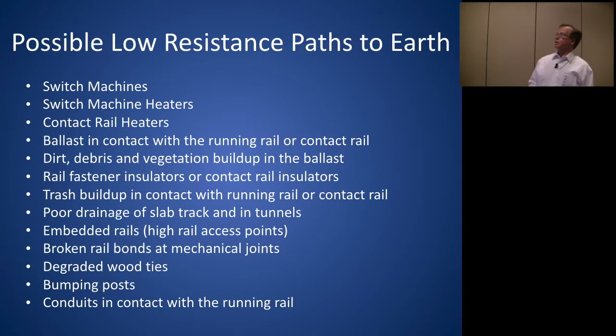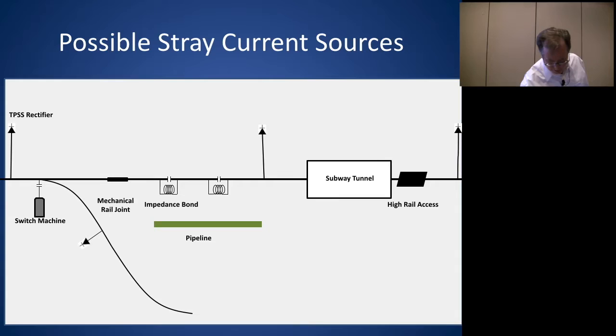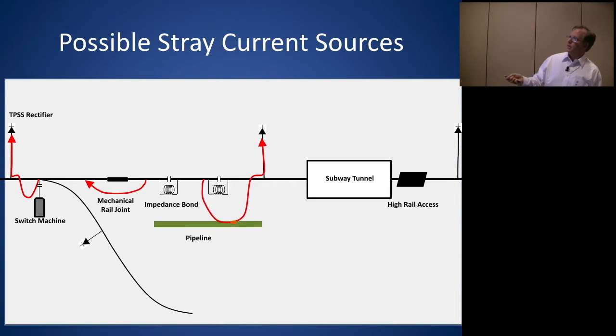There are a lot of different ways this thing can get low resistance. These are some things that I chase on transit systems that I do testing on for maintenance. Switch machines. We saw one of those earlier. There are a lot of different moving parts that are insulated. There's just a whole range of things that we have to look for. And here's what it can kind of look like. So that's stray current. If you have a bad joint here, you're going to have current jumping off here. If you have a bad impedance bond, you can get it on your pipeline.